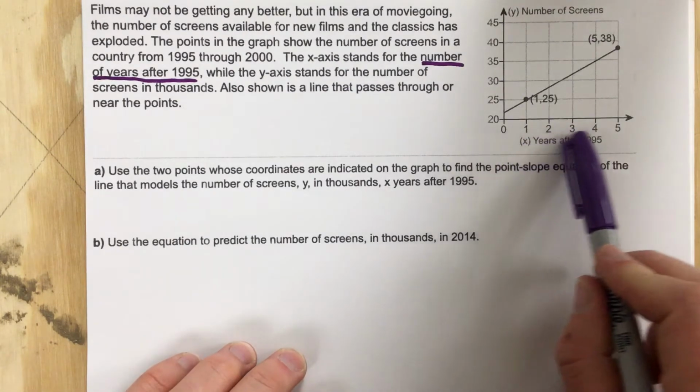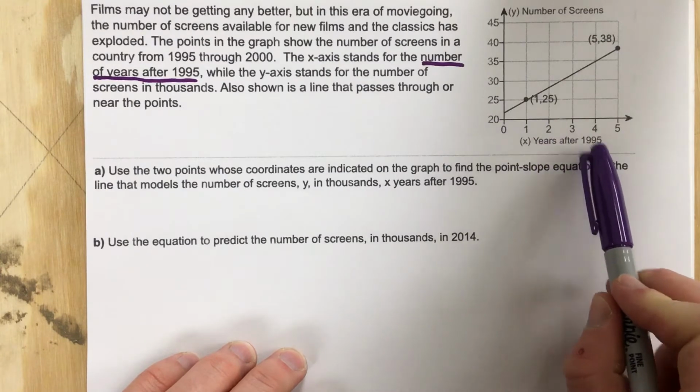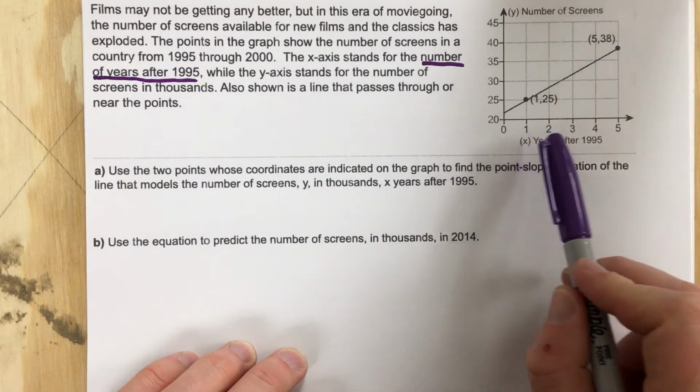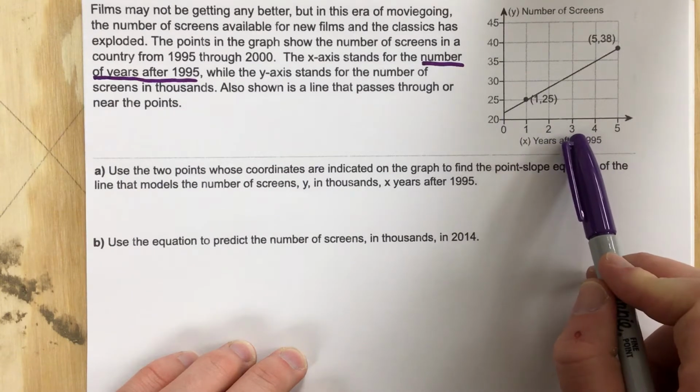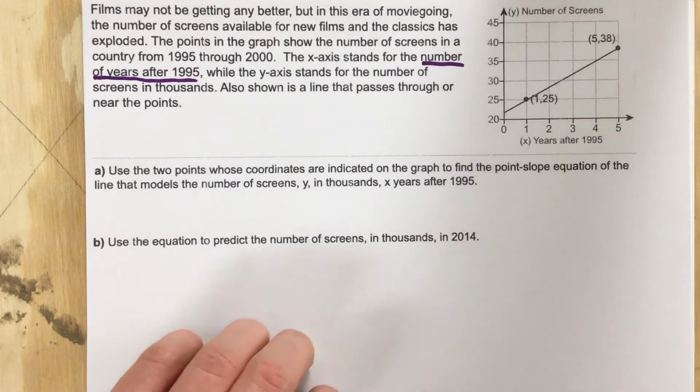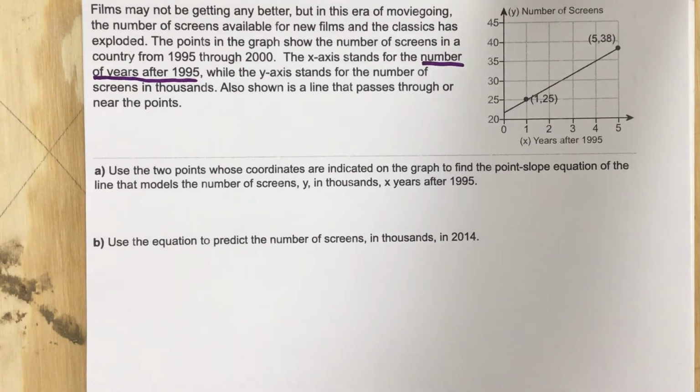So let's look at the x-axis. It says years after 1995, so they assume 1995 is year 0, 1996 is year 1, 97 is year 2, and so on and so forth. That's a really important piece of information because that's what we're going to need to use to create the equation.